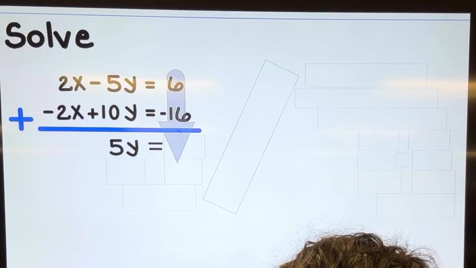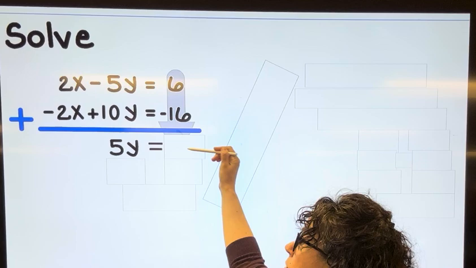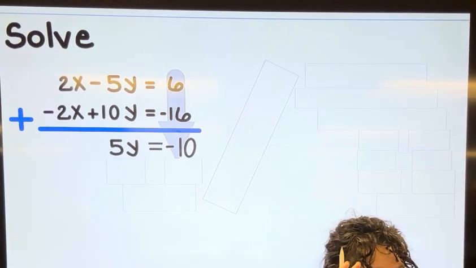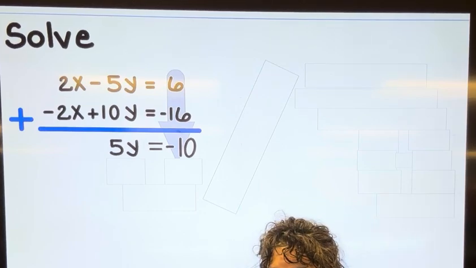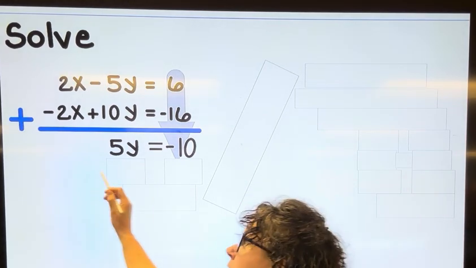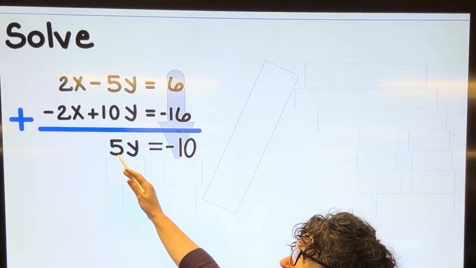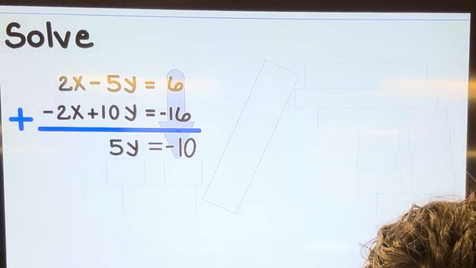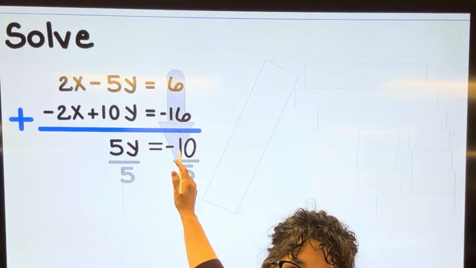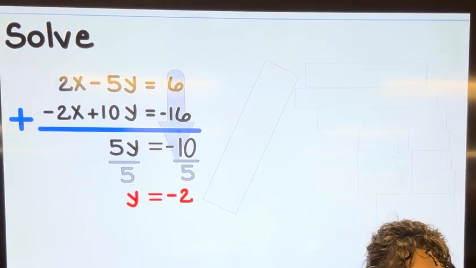Okay, moving this arrow over here. We're going to do 6 minus 16. And so that is negative 10. And hopefully you can see why this is called the elimination method, because see how the x's were eliminated? To finish solving this, I'm going to get rid of multiply by 5. So I'll divide both sides by 5. Y is now by itself, and negative 10 divided by positive 5 is negative 2.